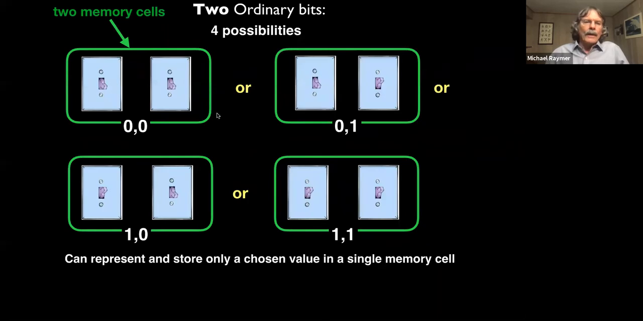Okay. Now, if I have two memory cells within this green box, there's four possible combinations, classically. I could have down, down, which is a 0, 0, or I could have 0, 1, or I could have 1, 0, or I could have 1, 1. And classically, there's four possible states of these two switches. But I can only store one of these four possibilities at a given time within one of these cells that contains two memory cells. I have a typo down here, I see.